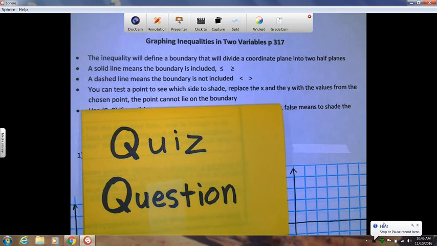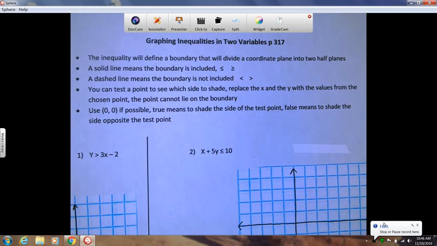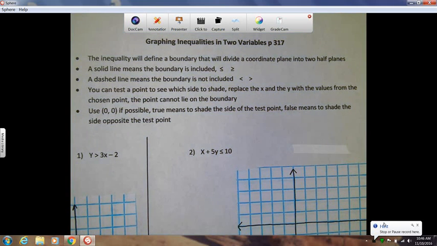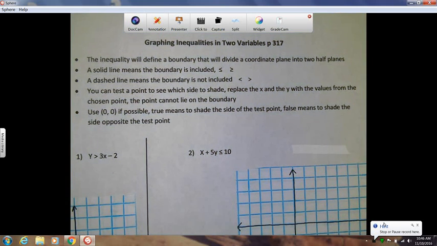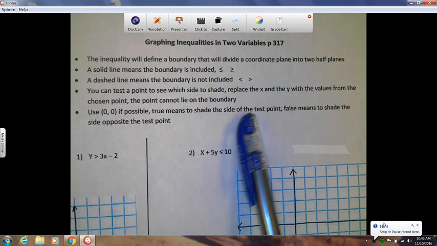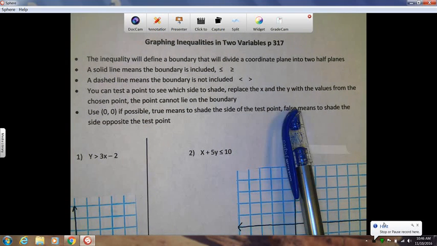Also, make sure that you shade. If you haven't shaded, you haven't solved this. It's not graphing a line. Your line is only the boundary saying your answers are on one side or the other. If you haven't shaded, you haven't solved it. Then again, use 0, 0 if possible. And if it's true, you shade the side of the test point. If it's false, shade the side opposite.